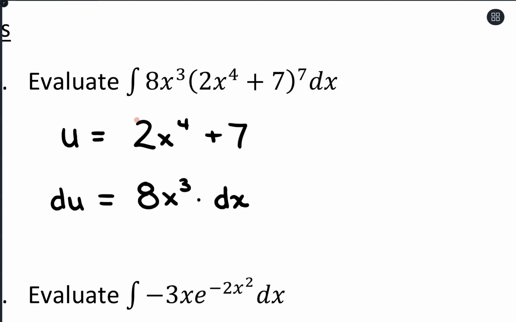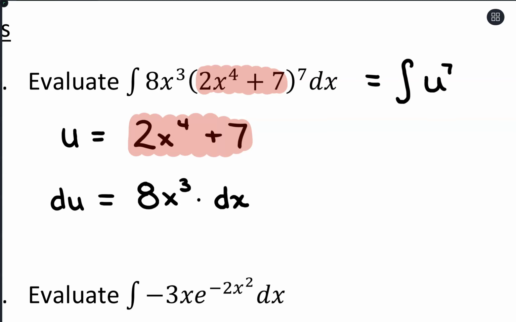So u is equivalent to 2x to the fourth plus 7. Where we see 2x to the fourth plus 7 in our original integral, we're going to replace it with u. So I'm going to take the antiderivative, and we're going to substitute in u, and then it's going to be u to the 7th power. Now, that takes care of the 2x to the fourth plus 7. That also takes care of that exponent of 7, since we put that on top of u.